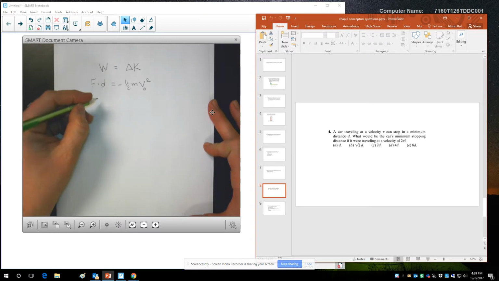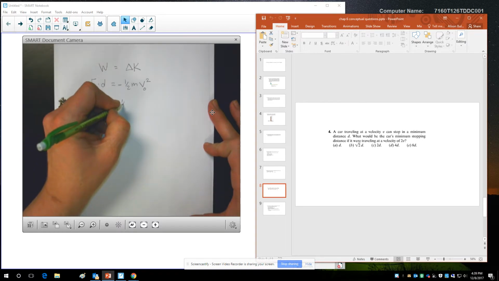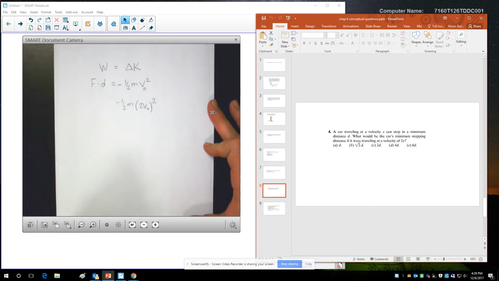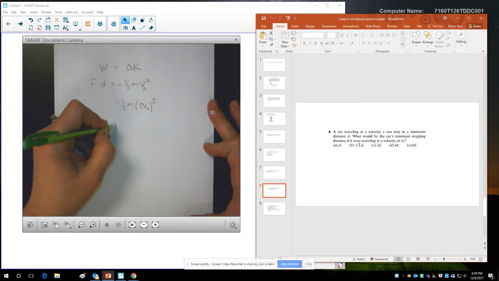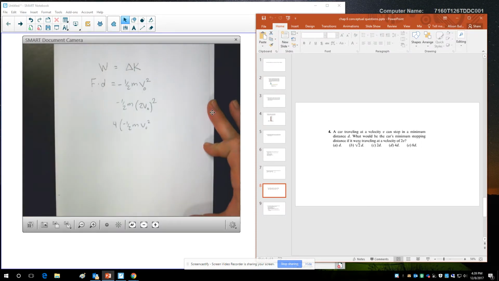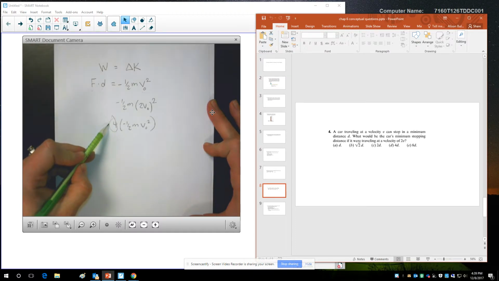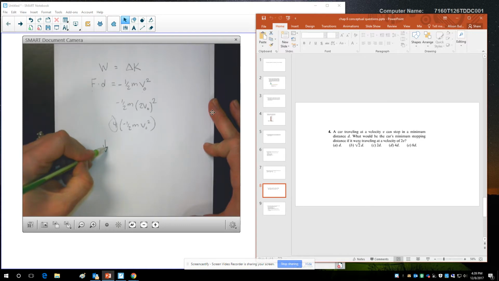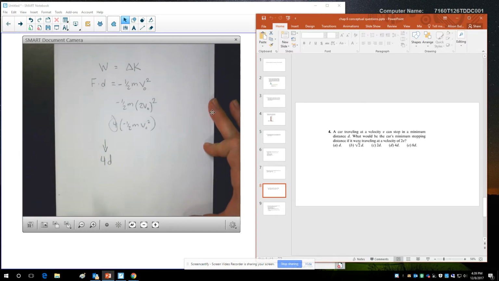in both cases. If I double that starting velocity, same as the previous question, I am quadrupling the kinetic energy held in that car. So if I quadruple the kinetic energy held in that car, the work done to stop the car has to quadruple. So that means I should slide 4 times the distance.